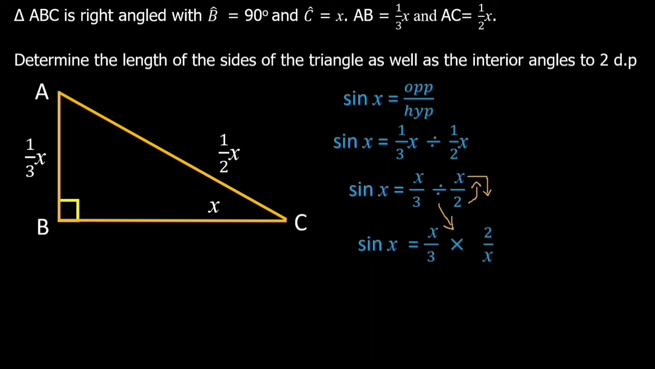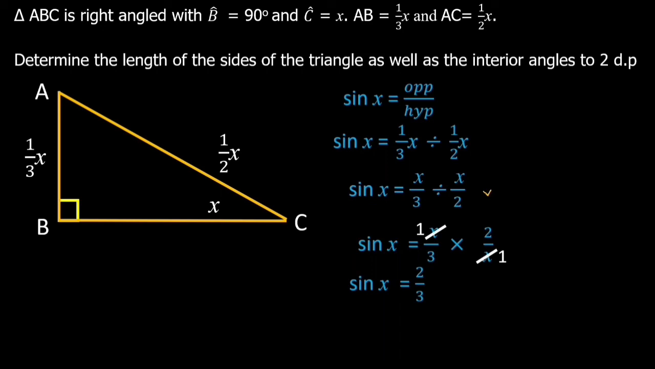But what we can also do is divide the x's now. The x on the top and the x at the bottom. So now we remain with sine x equals 1 over 3 times 2 over 1, which becomes 2 over 3. So now we've reduced the sine of x to a single ratio, 2 over 3.